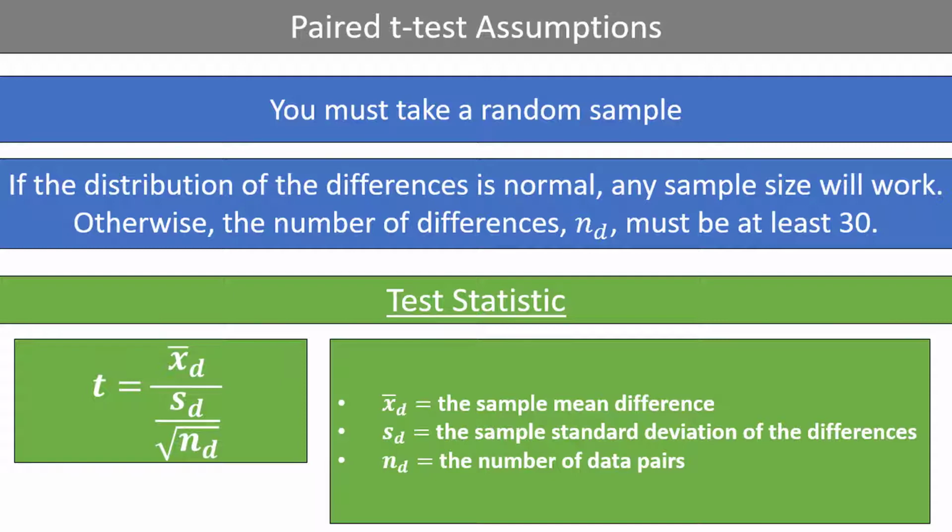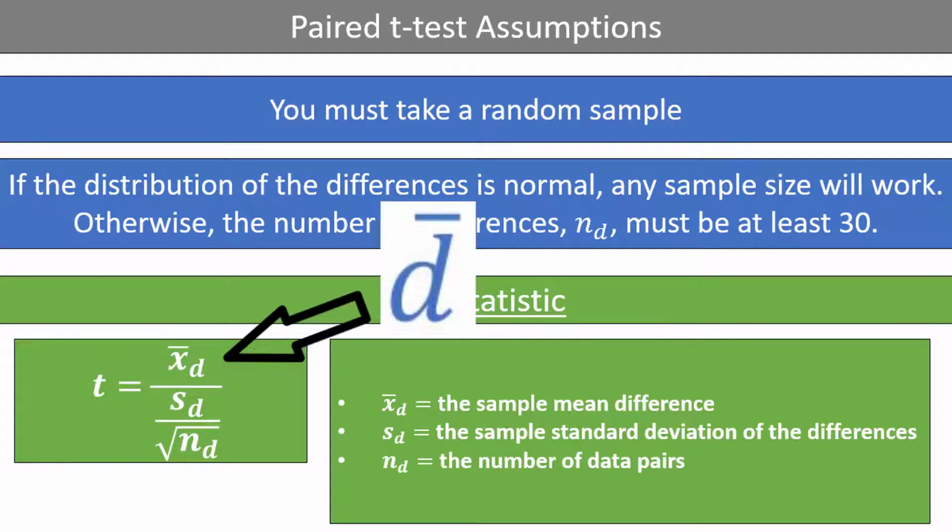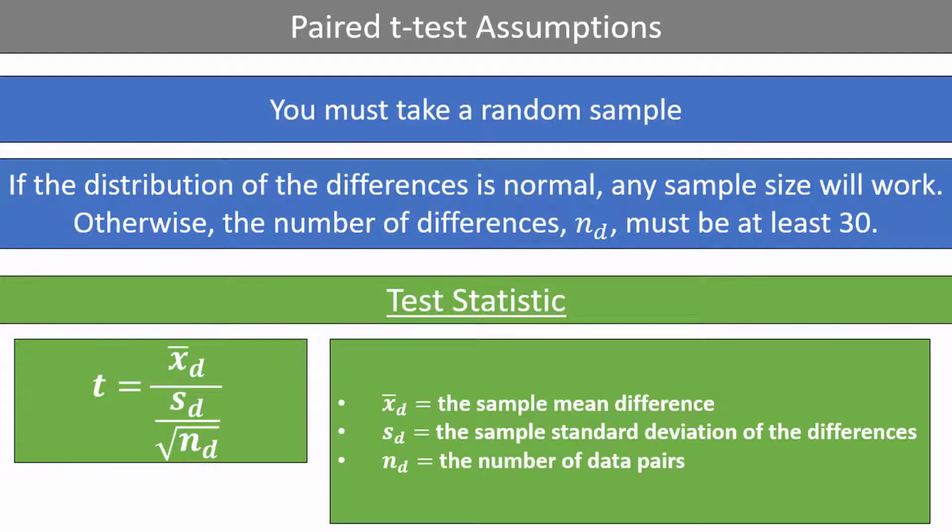Note that you will sometimes see this formula expressed with d bar instead of x bar sub d, but they both represent the same thing, the sample mean of the differences. Also remember that we need degrees of freedom to use the t-distribution, which are equal to n sub d minus 1.